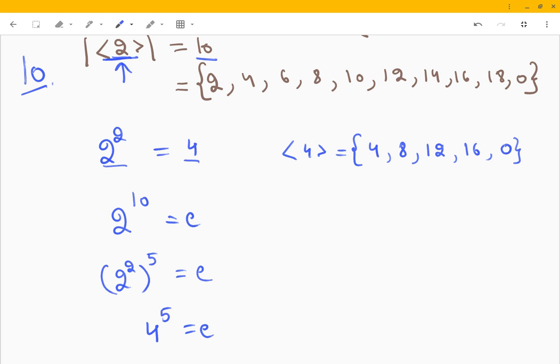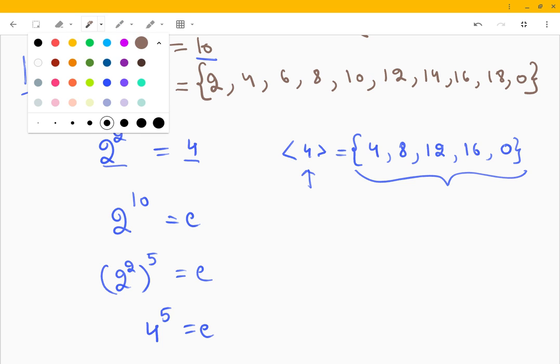Okay, I figured out what I was trying to say. Anyway, so this is clear. Now, this is the subgroup of order 5 and the generator is 4. And what I was trying to say earlier is this important thing.